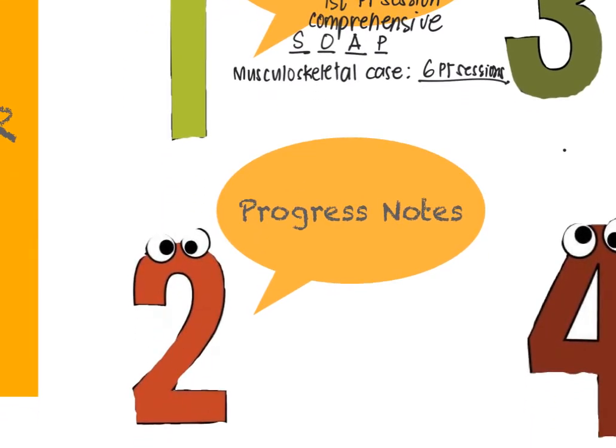Okay, the second type is the progress notes. The timing of writing the progress notes differs from one facility to another. Very common in facilities is that we write progress notes every PT session. So if we only do the initial evaluation once, in all of the 6 PT sessions, for progress notes, we do it in all 6 PT sessions.